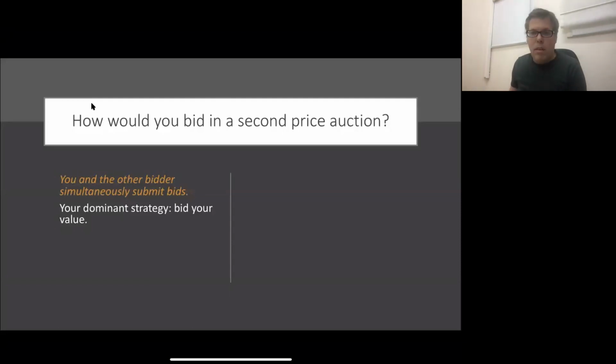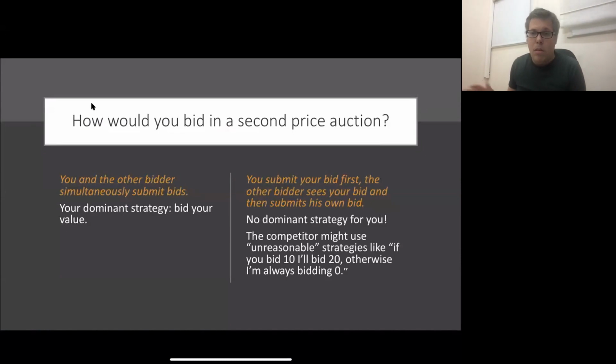Now let's consider another implementation of a second price auction. In this implementation, you submit your bid first, then your bid is publicly announced, the other bidder sees it, and then he submits his own bid. So the question is, how would you bid now? The answer that might be surprising if you haven't seen it before is that there is simply no dominant strategy for you. Why is it so?